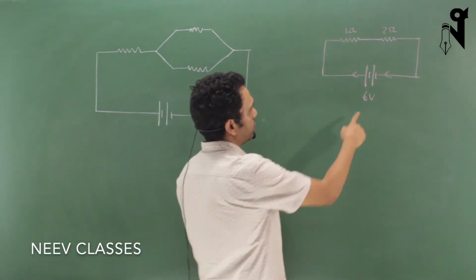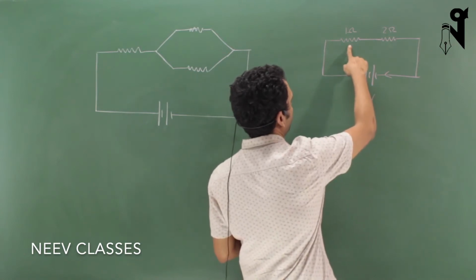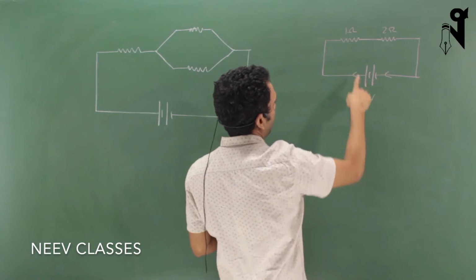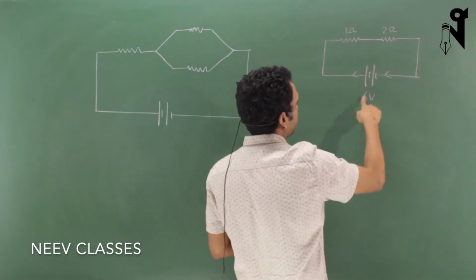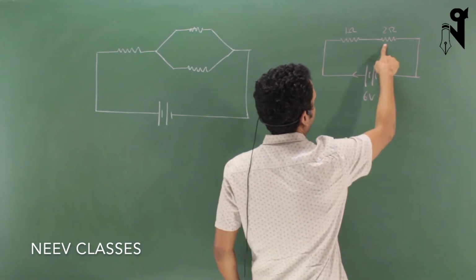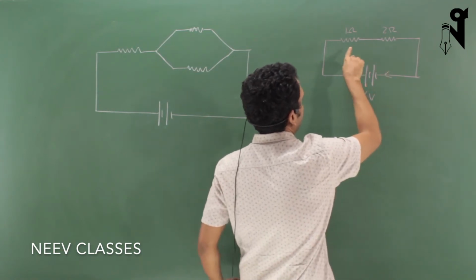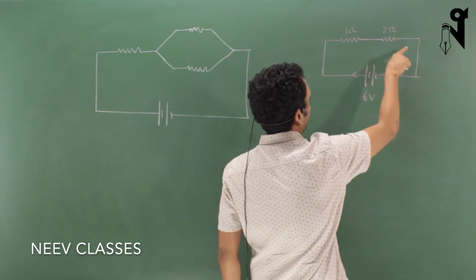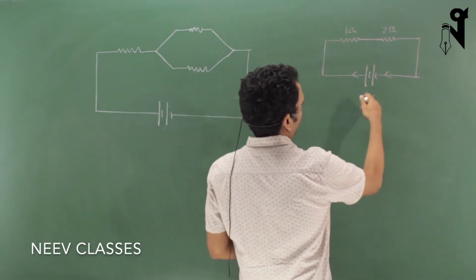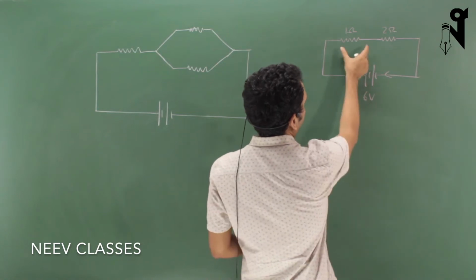How to do this? The 6 volt is not appearing across 1 ohm, 6 volt is not appearing across 2 ohms. So the current over here cannot be 6 by 1, it cannot be 6 by 2 over here. 6 by 1 gives you 6 amps, 6 by 2 gives you 3 amps. So that is quite weird that a current of 6 amps goes through this and 3 amp goes through that. That's impossible.